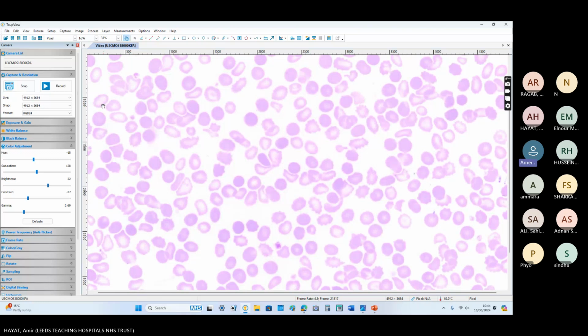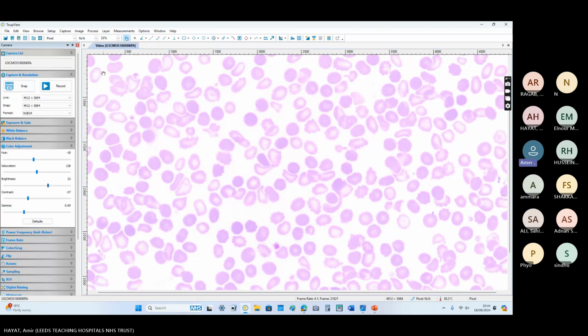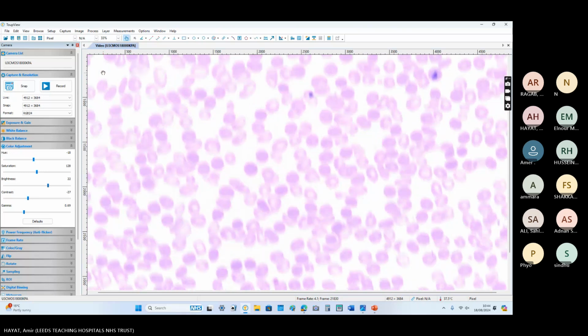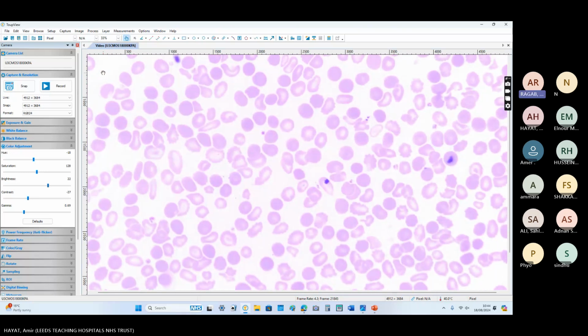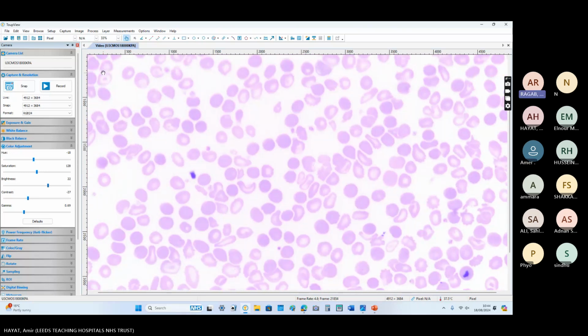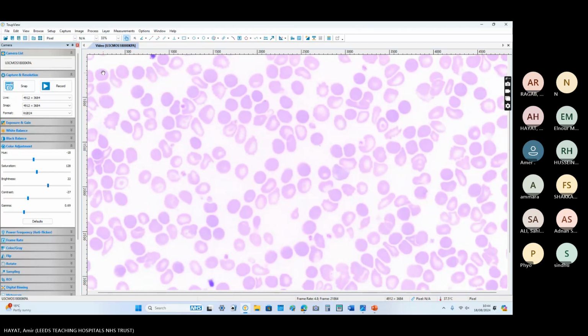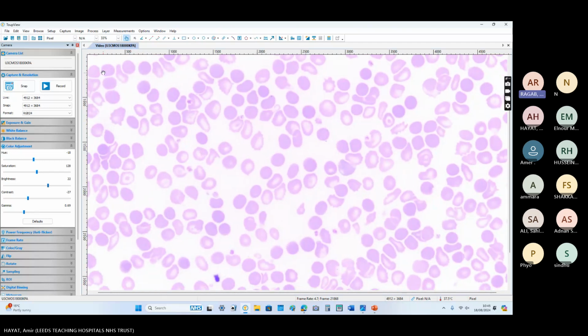Did you see any Howell-Jolly bodies in this picture or not? No. Yeah, there were a couple of Howell-Jolly bodies, yeah, and target cells as well.